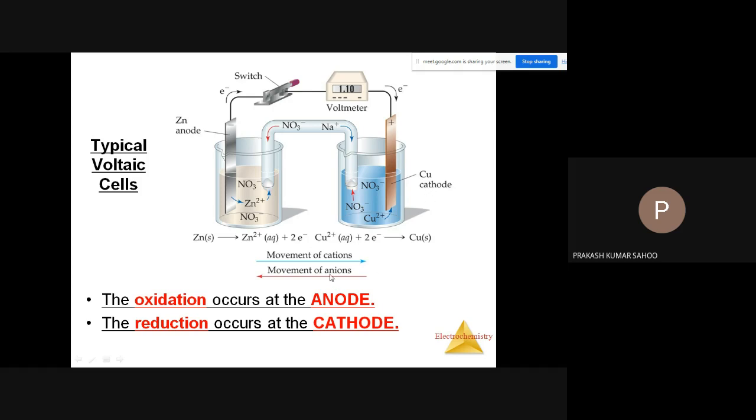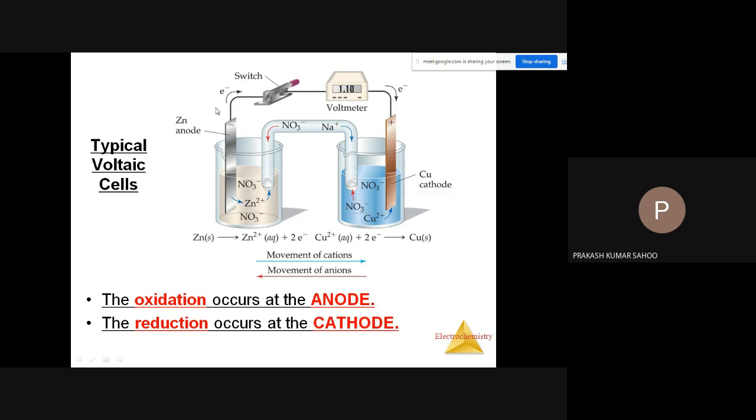Okay, so the movement of electron will be from zinc to copper, and movement of cation will be from zinc to copper, and movement of anion will be from copper to zinc. This is indicated here. This is a movement of cation and this is a movement of anion. That means zinc gets oxidized and copper gets reduced. Okay, so just remember one thing, oxidation is happening at the left hand side of this cell, that is the anodic cell, and reduction happens at the cathodic end.